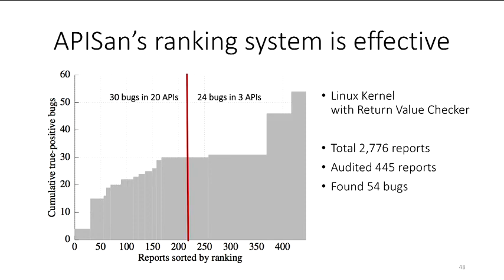In the higher ranked ones, we can find 30 bugs in 20 APIs. And in the low ranked ones, we found 24 bugs in 3 APIs. But there is a special API which has 15 bugs in 1 API. Except for this special API, most of the bugs can be found in the higher ranked ones.